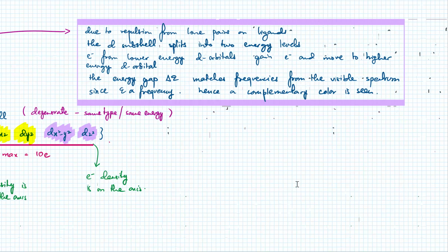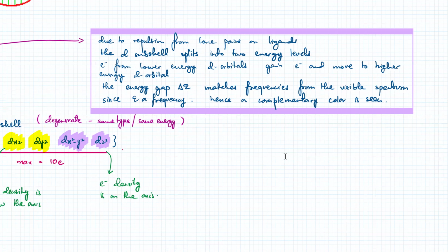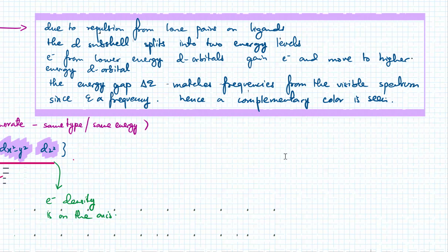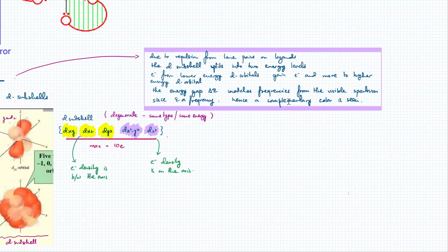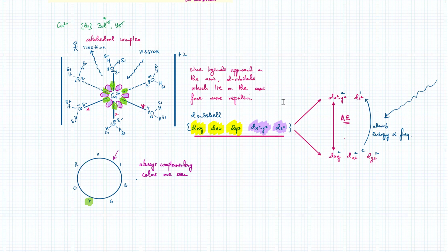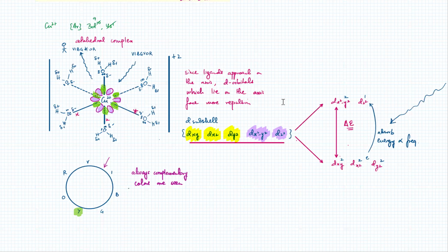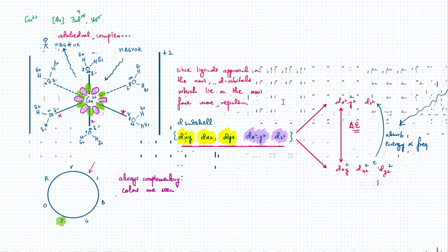But is this clear? Remember, the answer has to be exactly this. Due to repulsion from lone pairs on ligands, the d subshell splits into two energy levels, and the electrons from lower energy d orbitals gain energy and move to higher energy d orbitals. The energy gap delta E matches frequencies from the visible spectrum. Since energy is proportional to frequency, you see a complementary color. Right now we've just done octahedral complex, and this is probably going to be the last thing. After that I guess this topic would be over.